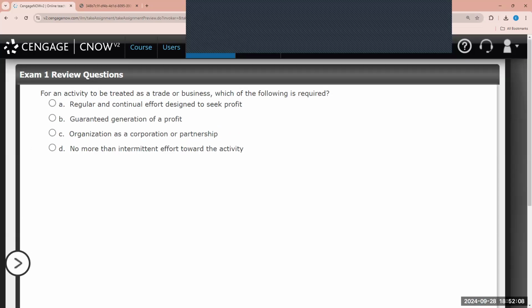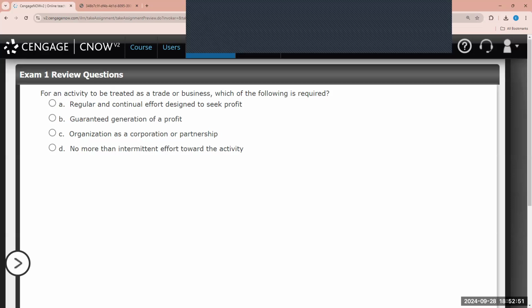For this question, it asks, for an activity to be treated as a trade or business, which of the following is required? So as we know, chapter 3 essentially deals with business income and expenses. And one of the key things with a trade or business, the term trade or business is not formally defined by the IRS. However, right, it's often used in the Internal Revenue Code. So a trade or business, for tax purposes, is essentially an activity that is engaged in for profit. Keep in mind, the individual doesn't necessarily need to make a profit every year. Generally you start out a business, the first few years, you might not have a profit, you might suffer some losses.